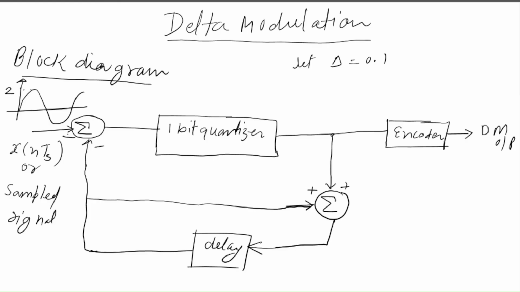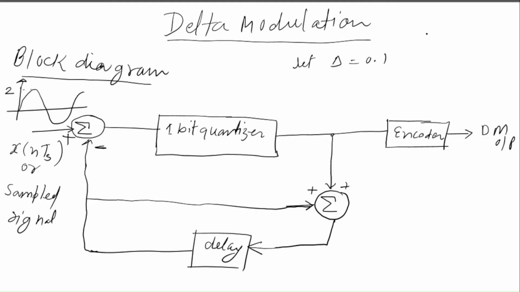So in delta modulation, as you see here, the block diagram is represented by this summation part. Here it is sum and this is minus, and this is a 1-bit quantizer. Delta modulation is nothing but DPCM, 1-bit DPCM. DPCM means differential pulse code modulation. I have already explained PCM, pulse code modulation, in previous videos. DPCM I have not explained, but I can explain it here.